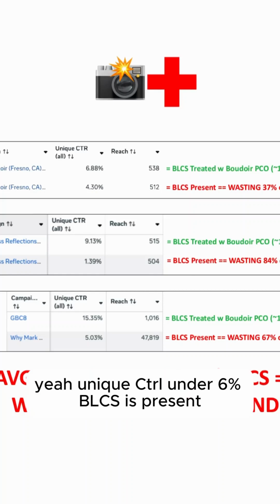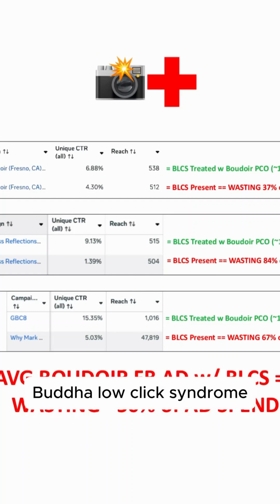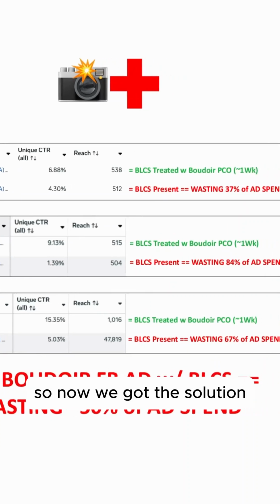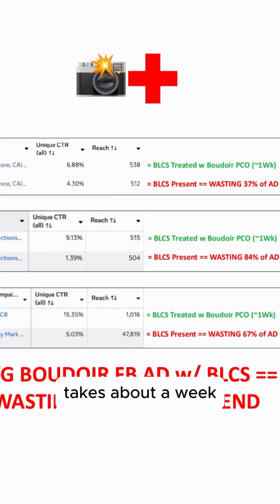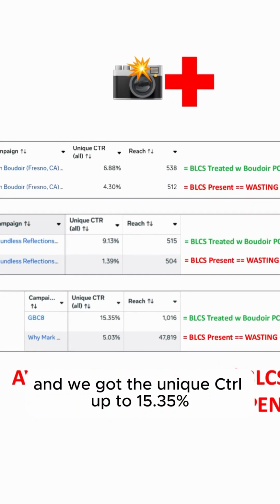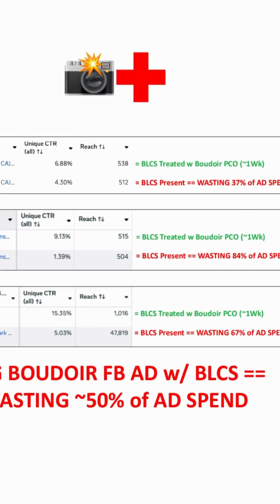Unique CTRL under 6%, BLCS is present, Boudoir low click syndrome. So now we've got the solution. We can treat it with Boudoir Pico, takes about a week. And we got the unique CTRL up to 15.35%.